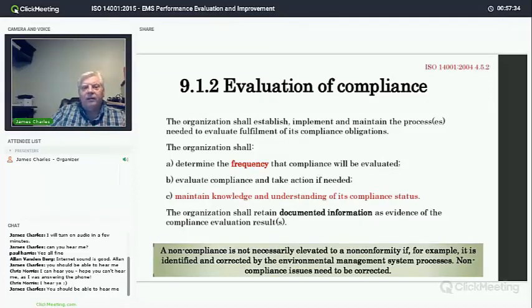Evaluation of compliance, B. Who's going to be responsible to evaluate compliance? What is their competency? And how will the compliance evaluation be documented? That should be defined within your process. And again, the big thing here is competency of those doing the evaluations.